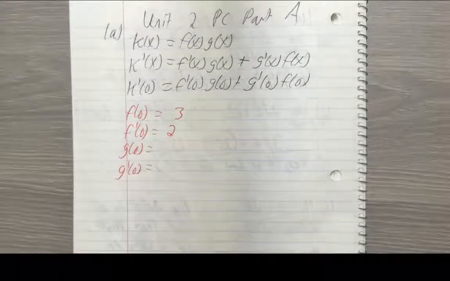All right, g of 0, we're given the function. We're given what g of x is. G of x equals x squared minus x plus 3, the square root of that. So you just plug in 0. 0 minus 0 is 0 plus 3. So what you end up getting for g of 0 is going to be the square root of 3.